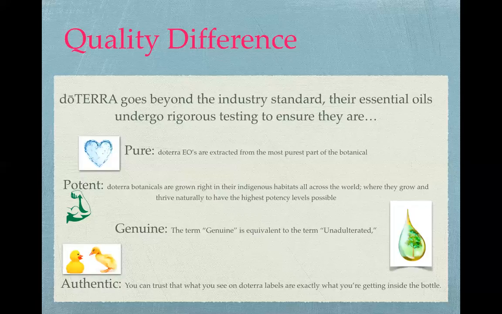You will never see a percentage mark or additional ingredients on any doTERRA essential oil label. Their labels are clearly marked with the botanical species name, which represents the specific part of the botanical that was used to extract essential oils, and have detailed instructions on safe use and application. You can trust that what you see on doTERRA's labels is exactly what you're getting inside the bottle.